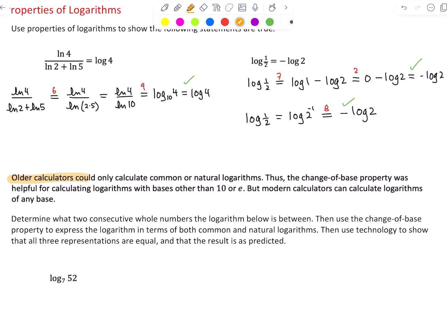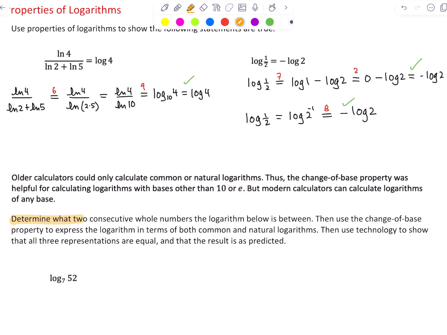Now, older calculators could only calculate common or natural logarithms. Thus, the change of base property, which is property 9, was helpful for calculating logarithms with bases other than 10 or e, which are the bases of the common and natural logs. But modern calculators can calculate logarithms of any base.